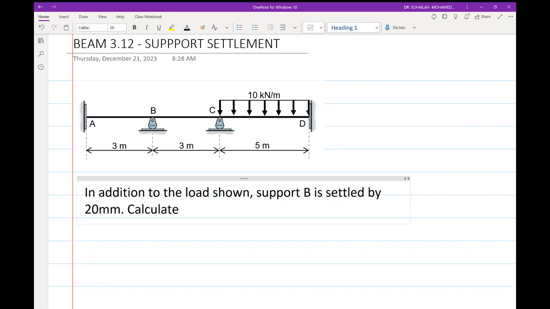Calculate the member end moment using moment distribution method.